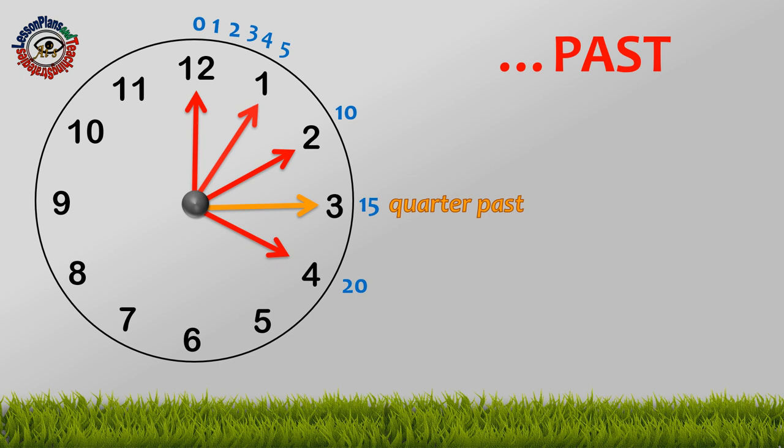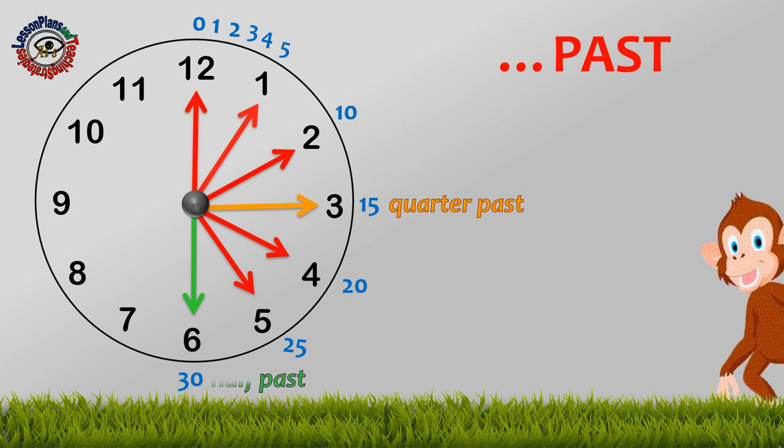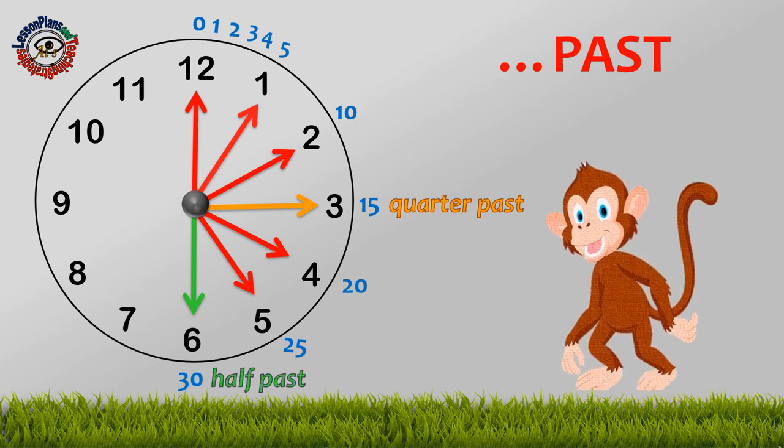4 times 5 equals 20. So 20 minutes pass. 5 times 5 equals 25. 6 times 5 equals 30. But we call it half past.